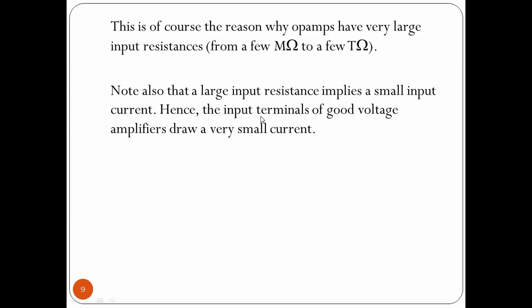Of course, this is a reason why op amps have very large input resistances, a few mega ohms to a few tera ohms. Note also, and again this is a reminder, we already know this, that a large input resistance implies a small input current. Therefore, the input terminals of good voltage amplifiers draw a very small current.